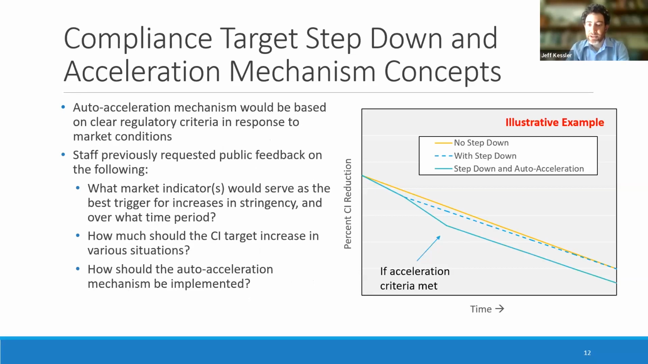For an auto acceleration mechanism to be effective, it must only be triggered if well-specified, clear criteria are met that are responsive to market conditions. In prior workshops, staff have asked for feedback on the following topics: what market indicators would serve as the best trigger for increases in the stringency of the standard, and over what time period? How much should the CI target increase in various situations? And how should the auto acceleration mechanism be implemented?